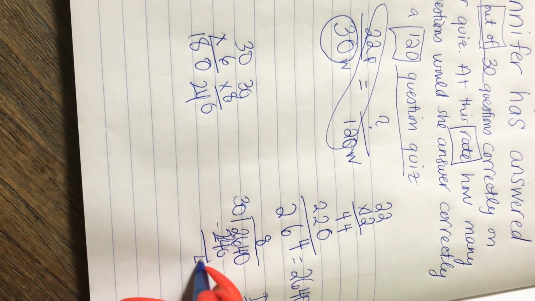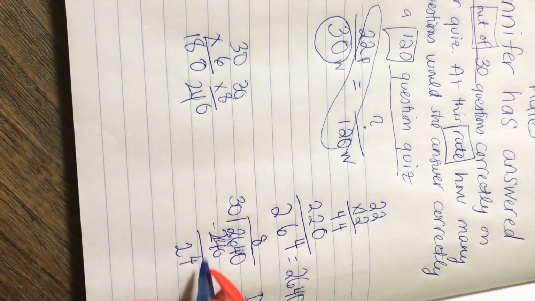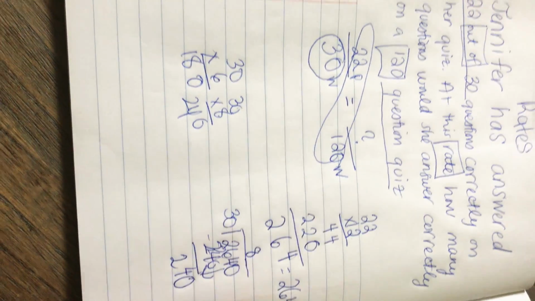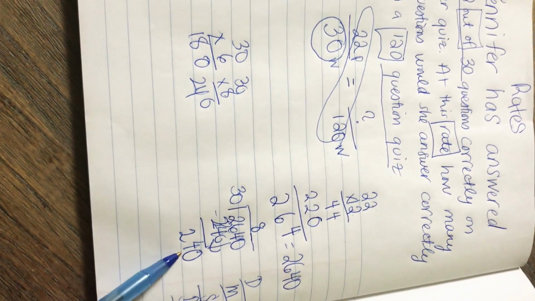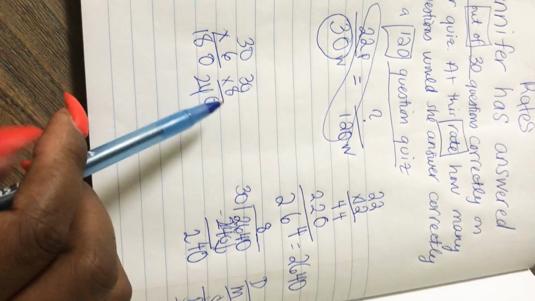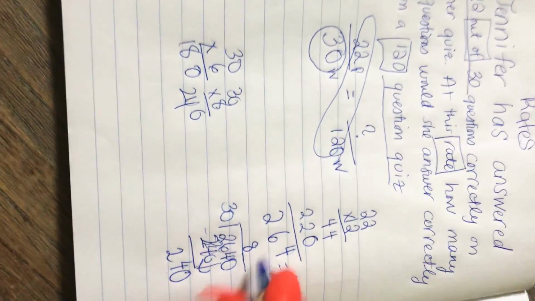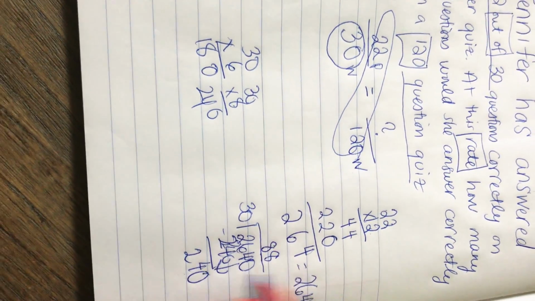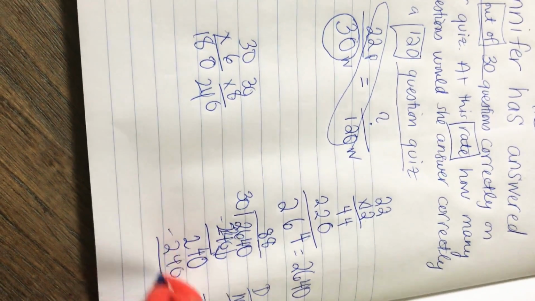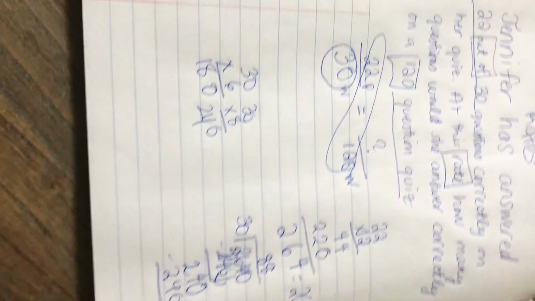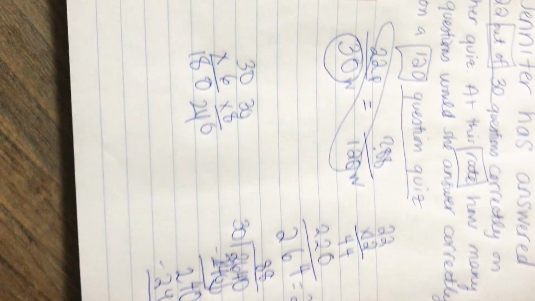Subtract: 4 minus 0 is 4. 6 minus 4 is 2, and then 0. Then I'll bring down the 0. So it's exactly 240 this time. And since I just multiplied 30 times 8, I know that's 240. So I know that my answer will be 8. And then 8 times 30 is 240. So I am finished. So my mystery number is 88.